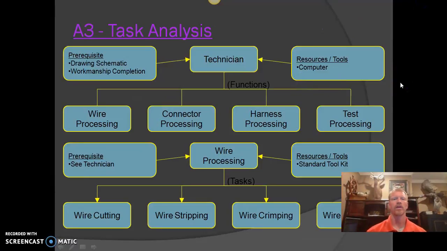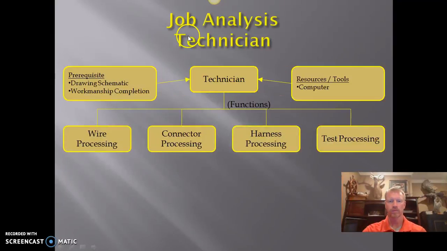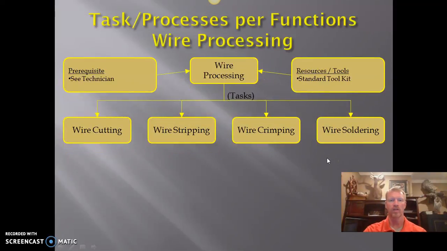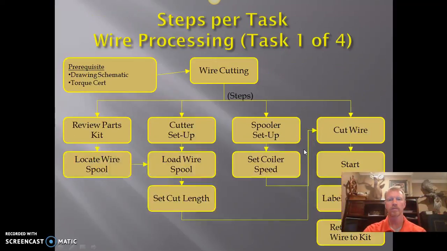Next up was developing the task analysis, overflow, and mapping. For that, we started at the highest level of the functions. That was assignment 3. And we looked at the functions or the prerequisites going into this, and technician is our primary student, and several resources went into this module to support that. But when we look at the functional areas of wire processing, connector processing, harness, and test, then that would go into the next level of each specific task of wire cutting, stripping, crimping, and soldering.